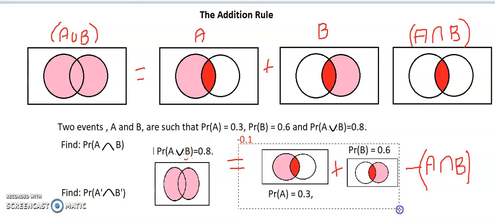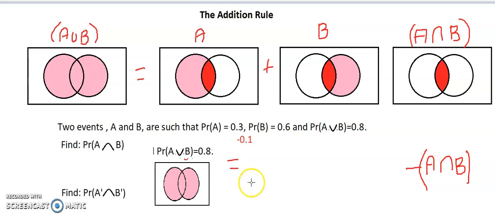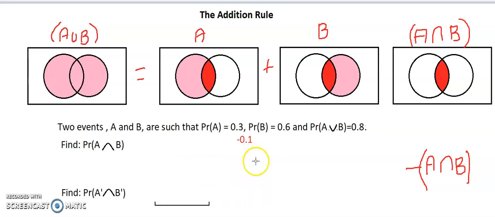That means that this negative 0.1 is equal to negative A intersect B. So that means if I take the negative away on both sides, because I divide both sides by negative 1, I'm left with 0.1. So straight away that shows me that it must equal 0.1. Okay.